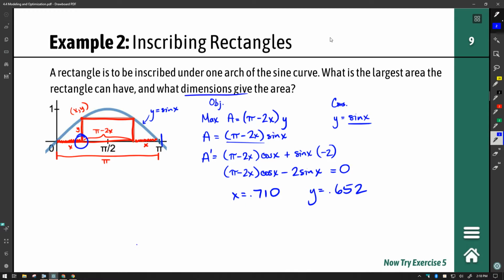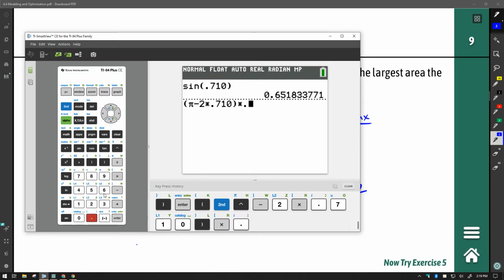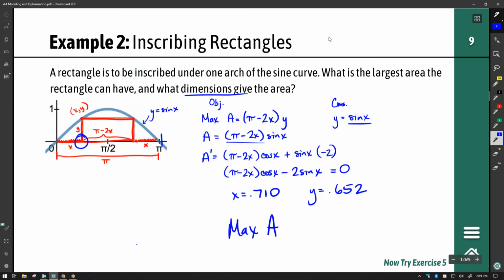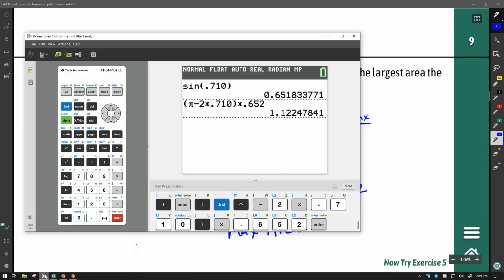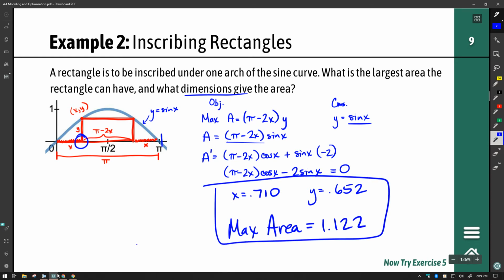Let's find the max area. We remember that the area is pi minus 2x times y. So it's going to be pi minus 2 times the x value, 0.710, times y, which was 0.652, and we hit enter, and we've got 1.122 as the max area. So there we have it. There are the x values and the maximum area.